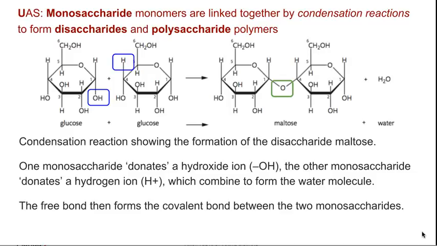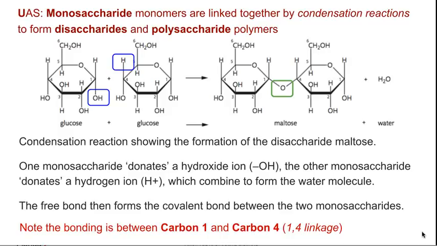bond, through the oxygen. We can also see here that the bonding is between elements on carbon number 1 and carbon number 4. So you can see here these numbers refer to the carbon number in this molecule, starting from the right hand side and moving to the left. 1, 2, 3, 4, 5, 6. So the bonding between these two monosaccharides is through position 1 and 4, so we call it a 1 to 4 linkage. And that's shown just here.